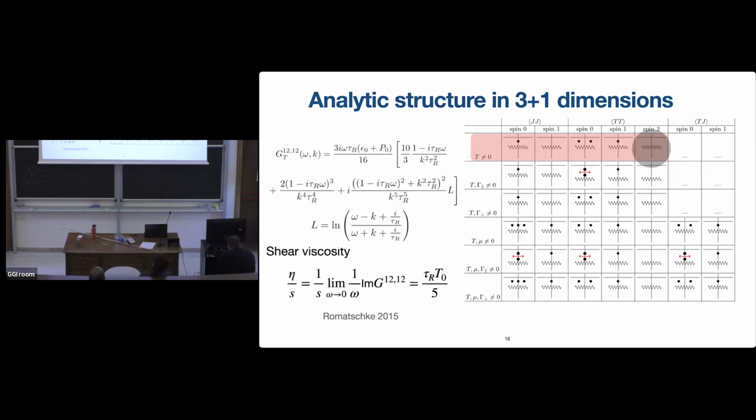And finally, you have the shear channel. This has no poles, so hence there's no black dot. But what you can extract from there is a nice transport coefficient, which is the shear viscosity over the entropy density, which is given in this dimensionless combination divided by 5.